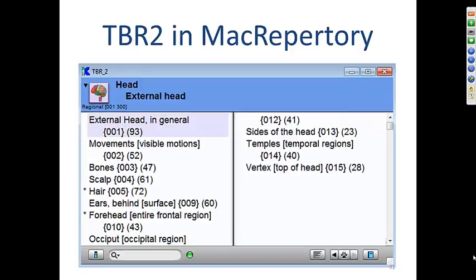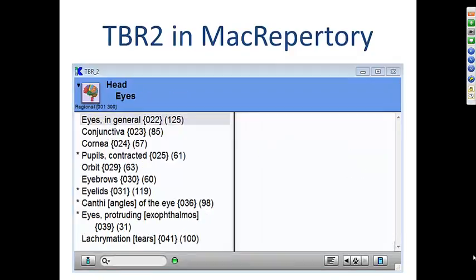Under the external head, you can see you have the bones, the scalp, the hair, the ears, behind the surface of the ears, the sides of the head, the temples, and the vertex. And then you've got head eyes, which will include things like the conjunctiva, the cornea, the pupils when they're contracted, the eyebrows, the eyelids. Again, it's easy to learn this, but just to give you an overview, lacrimation is found under head eyes.